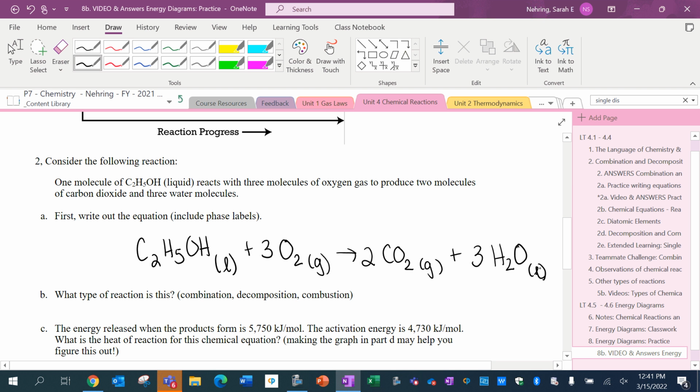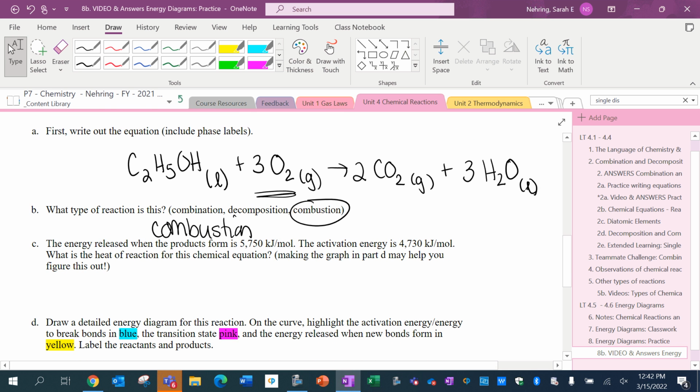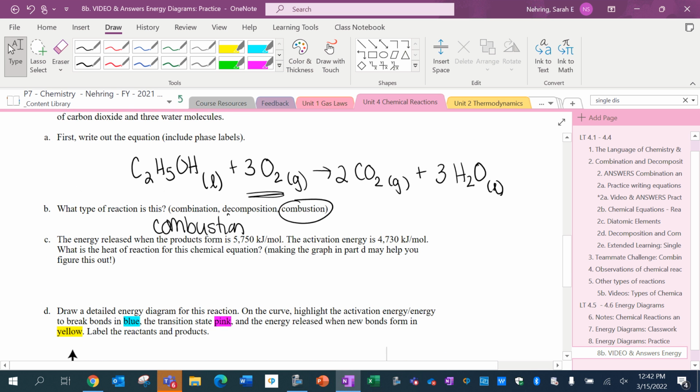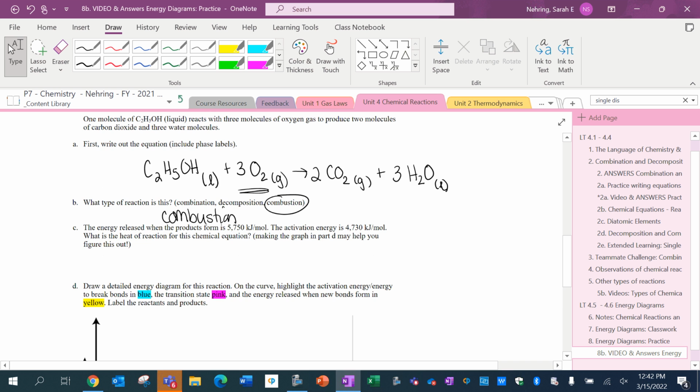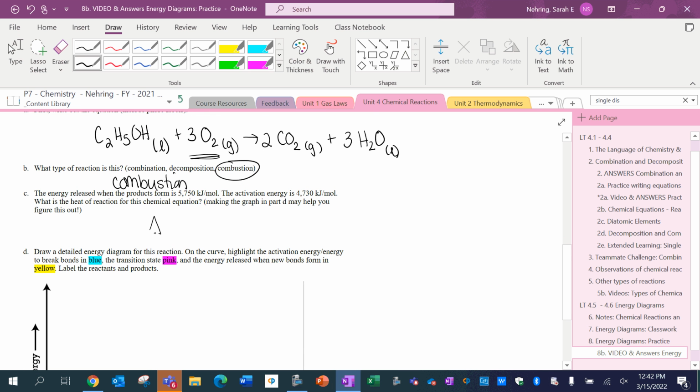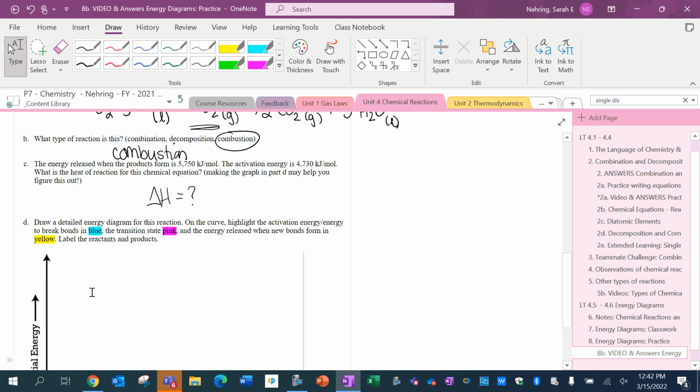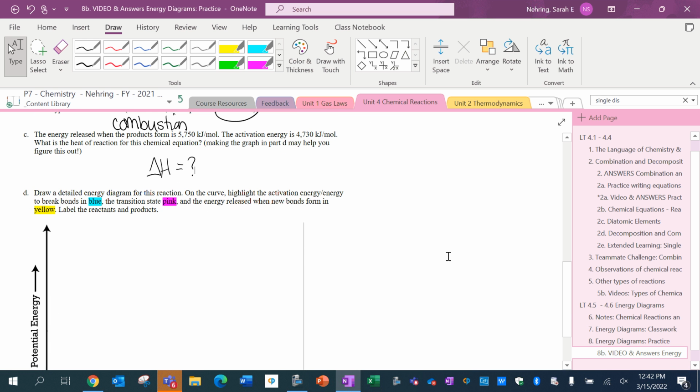All right. And what type of reaction is this? Well, it is something reacting with oxygen, so that is a combustion reaction. Whenever you have something reacting with oxygen and it forms carbon dioxide and water, that is a combustion reaction. So now let's map out the energy for this. Okay, so this question says, what is the heat of reaction for this chemical equation? And it might help to draw a graph to help us figure this out. So that's what I'm going to do. I'm going to use down here this graph for part D. I'm going to use this to answer question C as well.